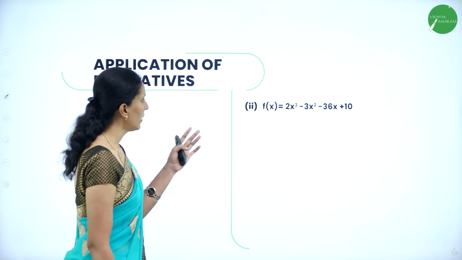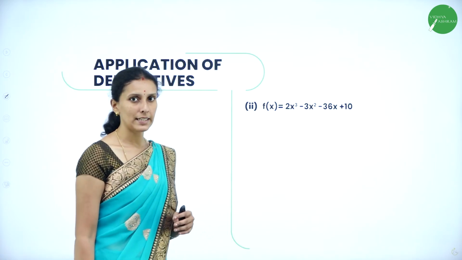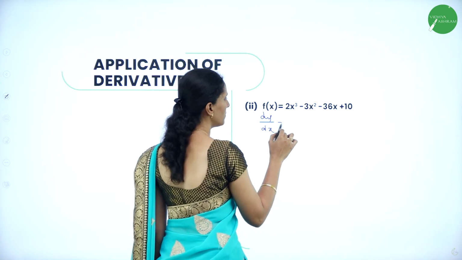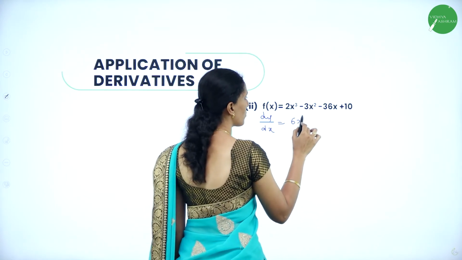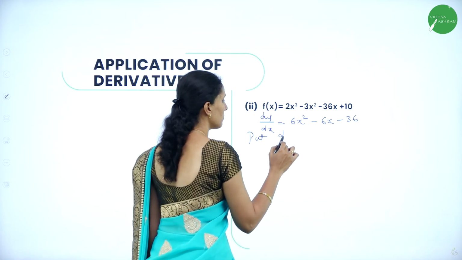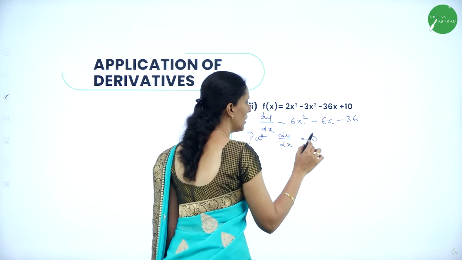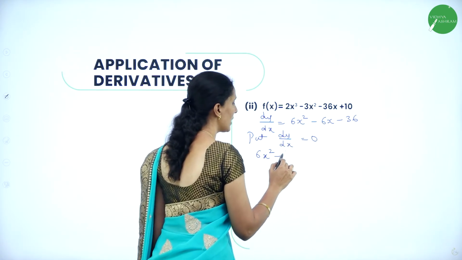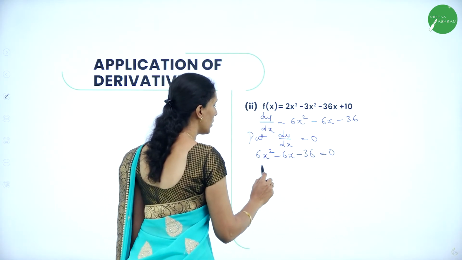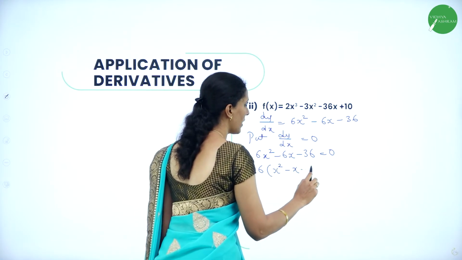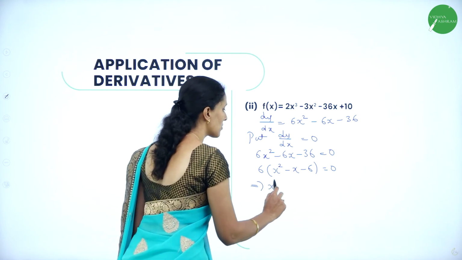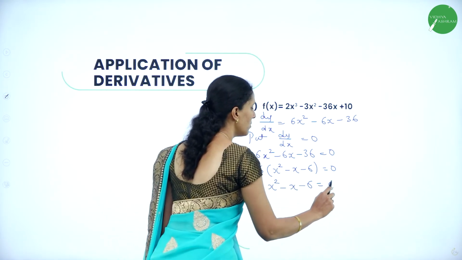Let's look at the second one, 2x cube minus 3x square minus 36x plus 10. So here we have dy by dx is equal to 3 2s are 6x square minus 6x minus 36. Put dy by dx is equal to 0. This means 6x square minus 6x minus 36 is equal to 0. Take 6 as a common factor. You will get x square minus x minus 6 is equal to 0. 6 cannot be equal to 0.